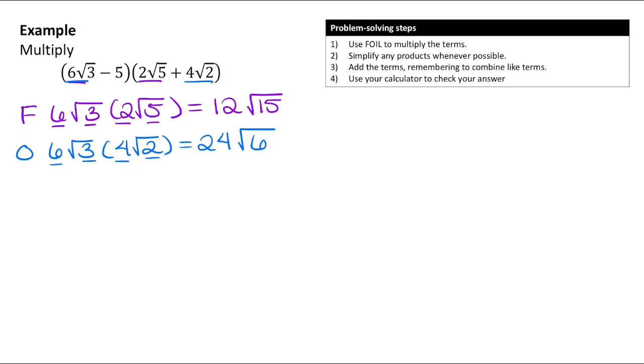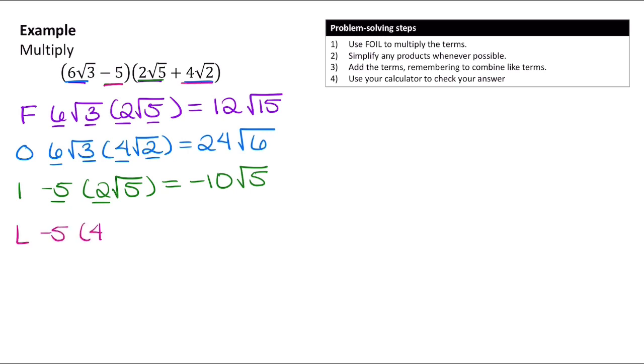Now let's look at the inside terms. So we have minus 5 times 2 square root of 5. That's going to be negative 5 times 2, which is negative 10. The square root of 5 doesn't have anything to multiply with, so I just leave it. And then now finally our last terms, we have negative 5 times 4 square root of 2. So when we work this out, negative 5 times 4 is going to be negative 20.